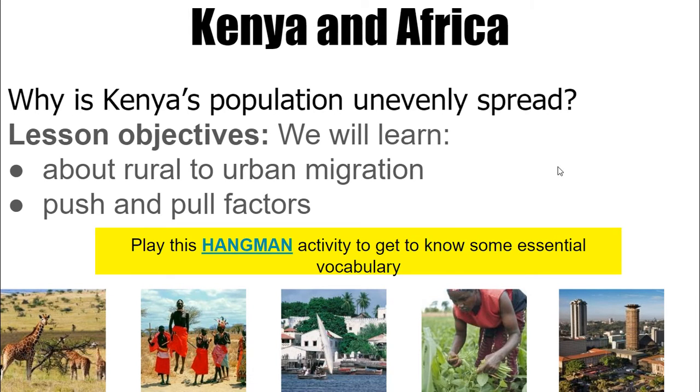Okay, so today we are looking at Kenya's population and we are thinking about why it is unevenly spread. So we've got two objectives. We're going to learn about rural to urban migration, and we're going to learn about push and pull factors.